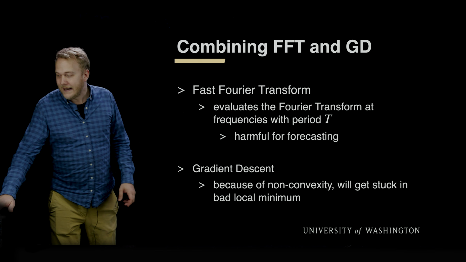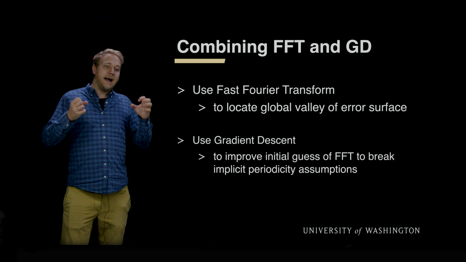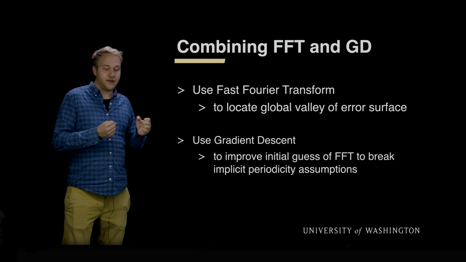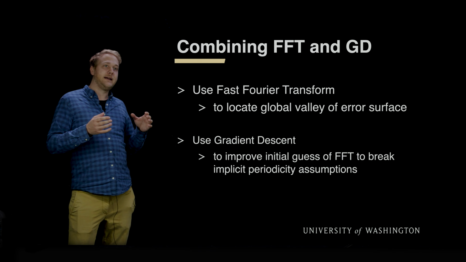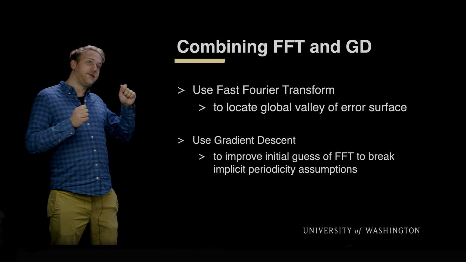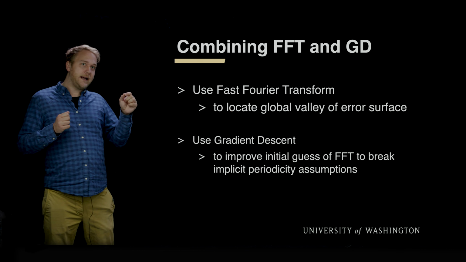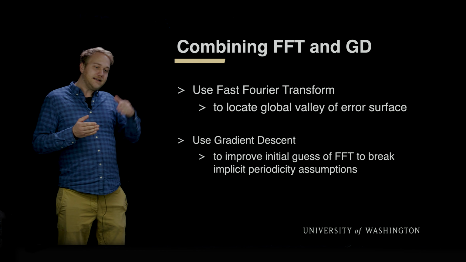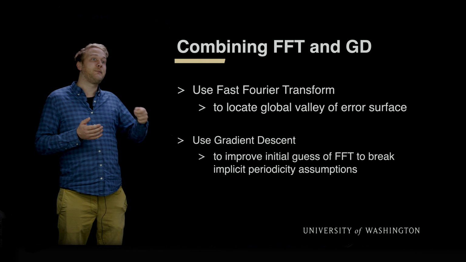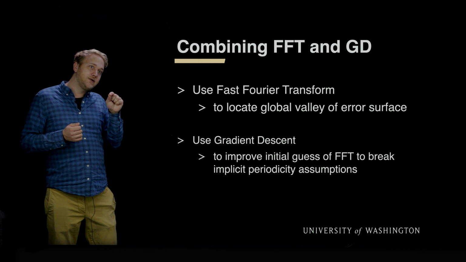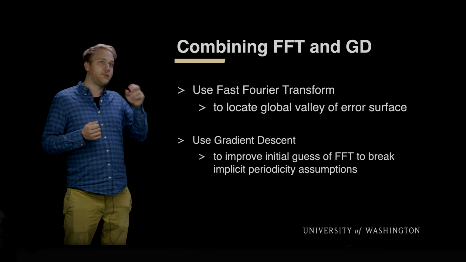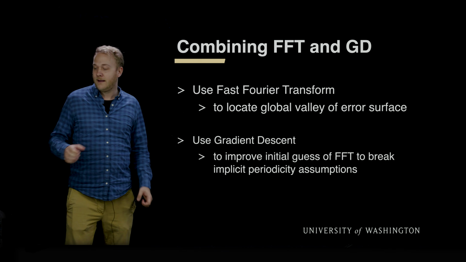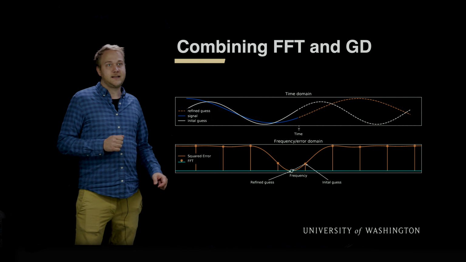So what we end up doing is we're combining the strengths of the two optimization procedures in order to solve this objective in the following way. We use the fast Fourier transform to locate the valley in which the global optimum resides. And this will give us a frequency which is periodic in t. But then we use gradient descent to improve this initial guess provided by the fast Fourier transform, to break this implicit periodicity assumption. And graphically, this looks like this.